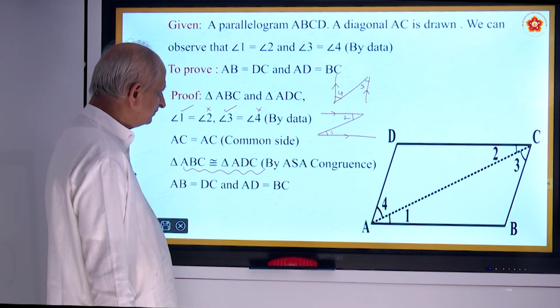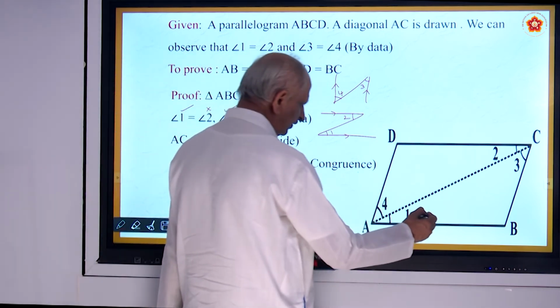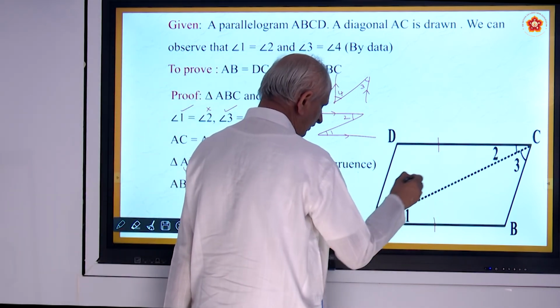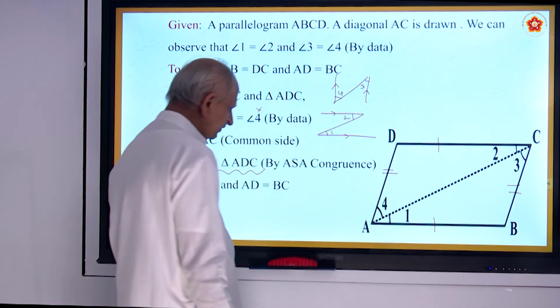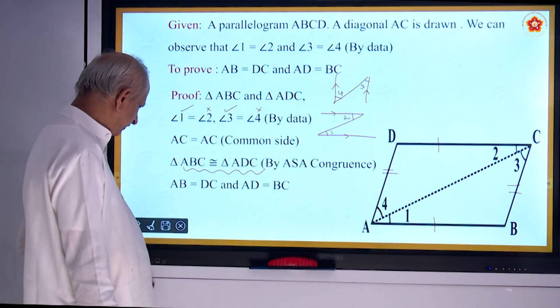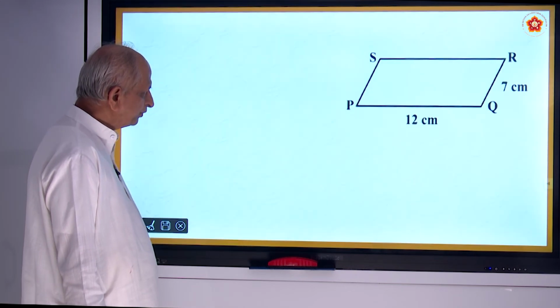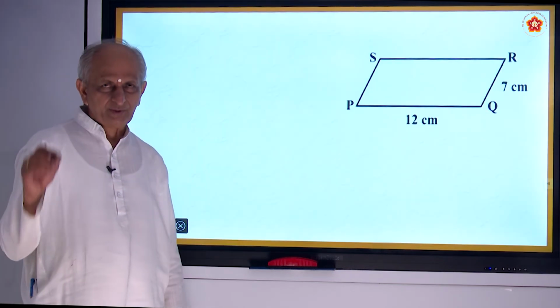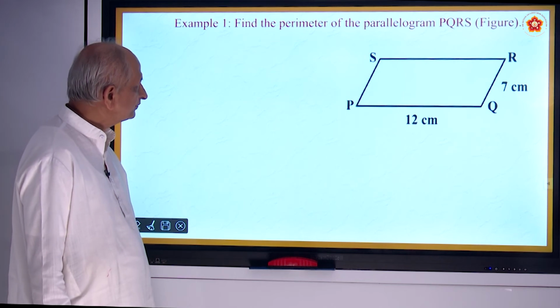So, what happens then? Then we get AB is equal to DC, opposite sides are equal. AD is equal to BC, opposite sides are equal. That is what you get. Okay. So, that is all the proof for that. So, very important, note that. Now, we will work out some problems.